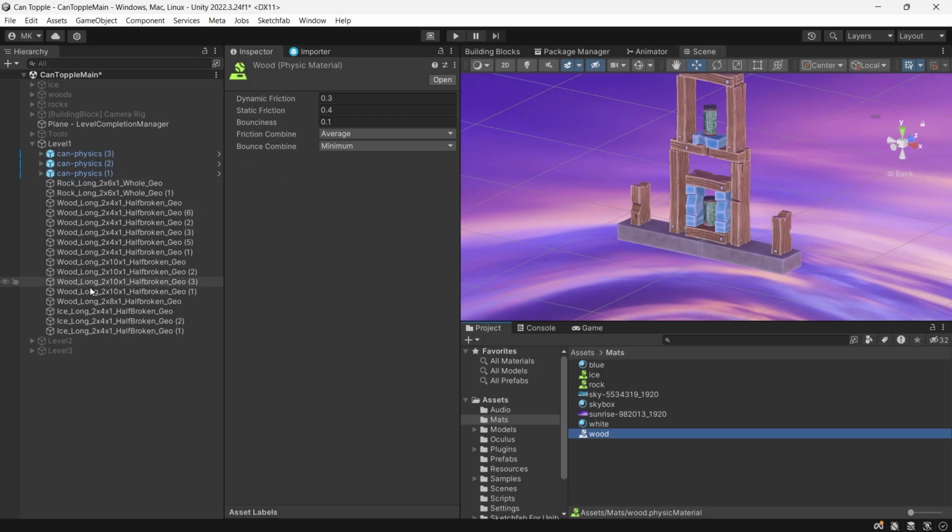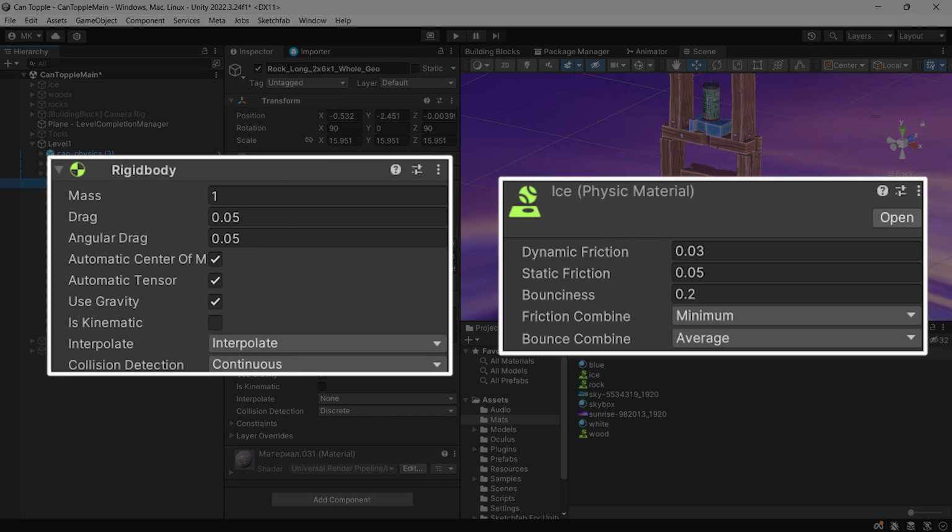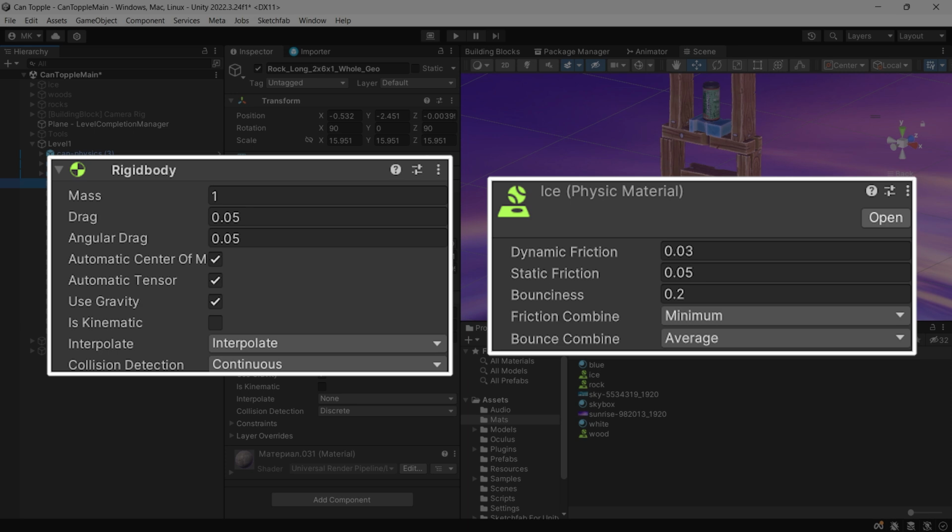The next block and the final one is the ice block. Again, rigid body and box collider with the ice material. The rigid body mass is 1, the lowest among all the three. Drag, again lowest. Angular drag, again lowest, 0.05, 0.05. Interpolation, we need interpolation because ice is very slippery, so we want to smoothen out the movements when the physics body is moving, the ice is moving. Collision detection is continuous because again we want to smoothen out the movements.